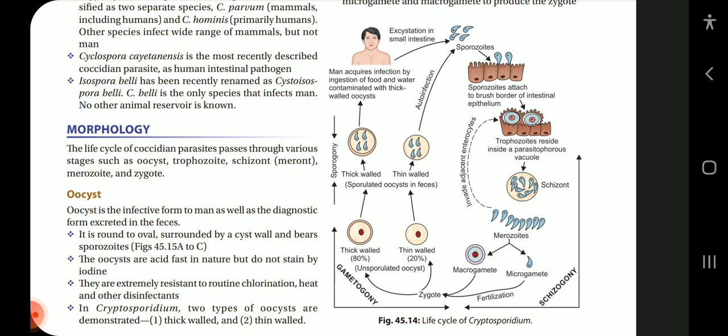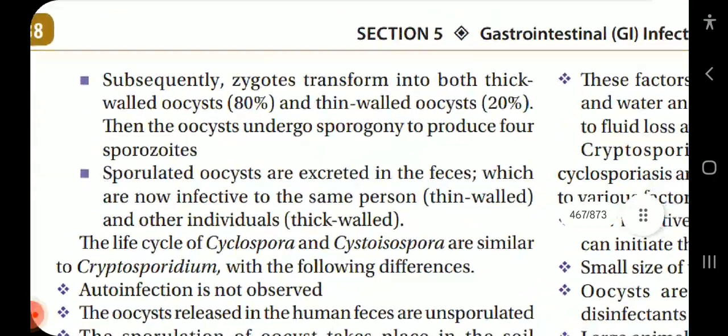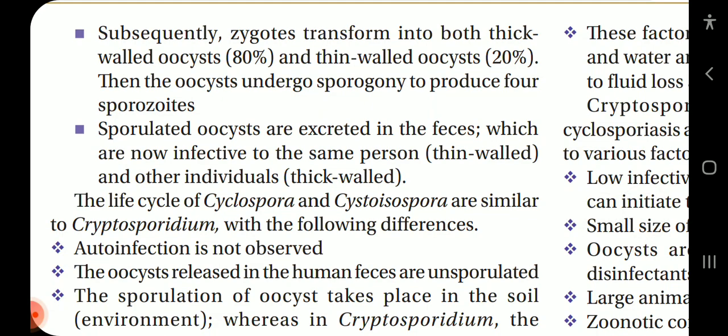This is gametogony. The thick-walled are 80% while the thin-walled are 20%. With the thick-walled sporulated oocyst, man acquires infection by ingestion of the food and water contaminated with thick-walled oocyst. Again, excystation in small intestine. While the thin-walled oocyst cause autoinfection by these sporozoites, again leading to an infection of Cryptosporidium. Now, subsequently the zygotes transform into both thick-walled oocyst and thin-walled oocyst. Then the oocysts undergo sporogony to produce four sporozoites. Sporulated oocysts are excreted in the feces, which are now infective to the same person, thin-walled, and other individuals, thick-walled.